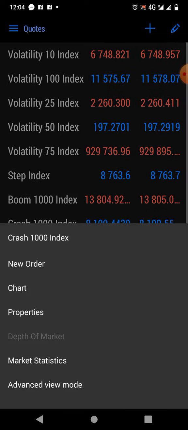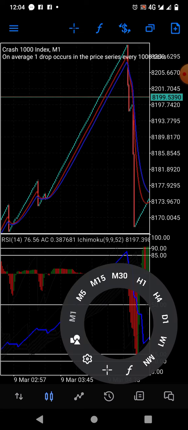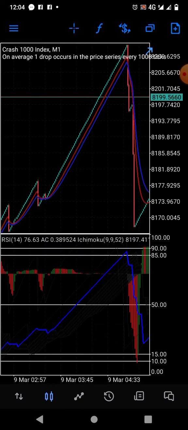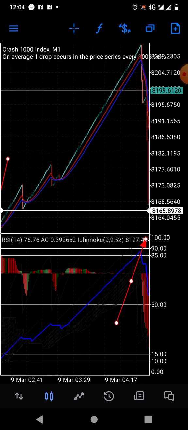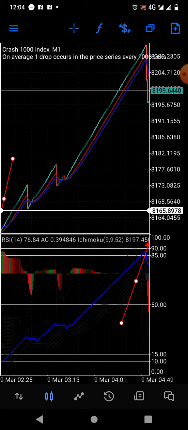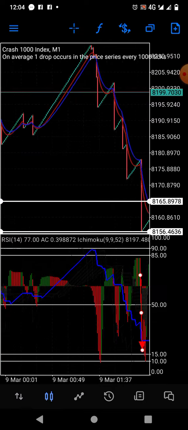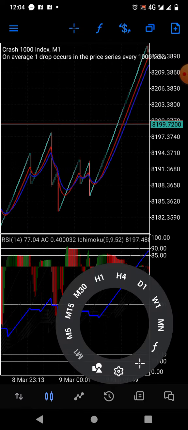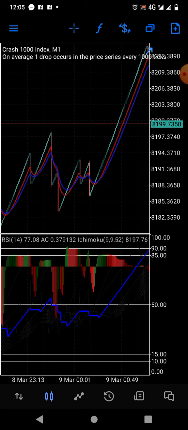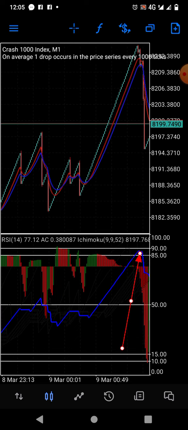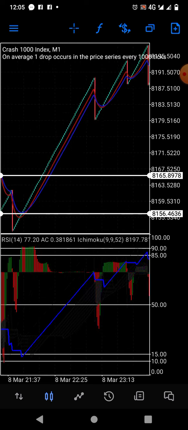So let's look at some examples of which we could have got spikes on Crash. On Crash now, look at how beautiful this is. You have the Ichimoku touching our sell zone, as you can see on the indicator window. What happens? Beautiful spike, guys.